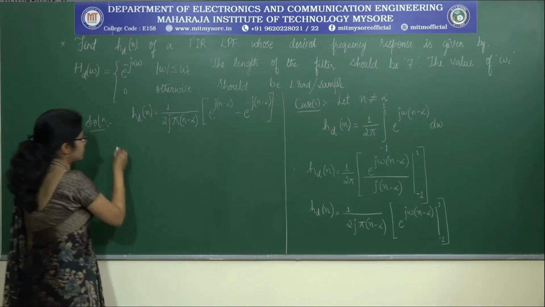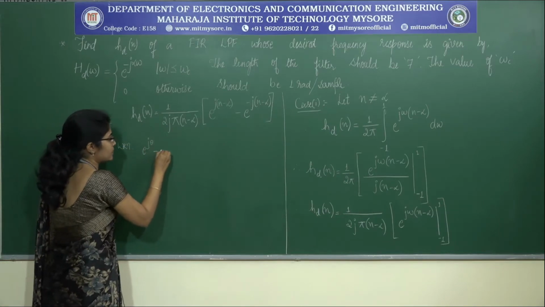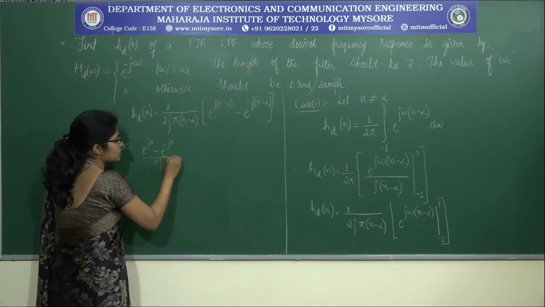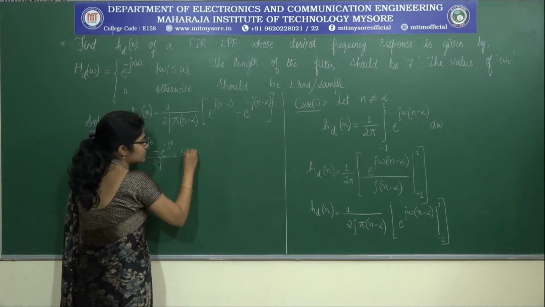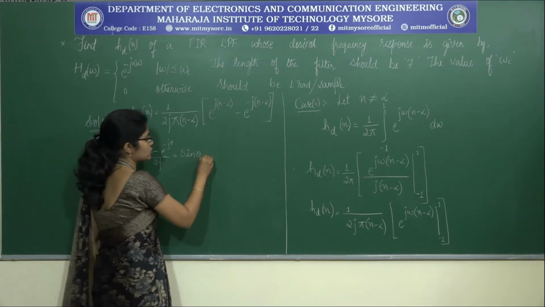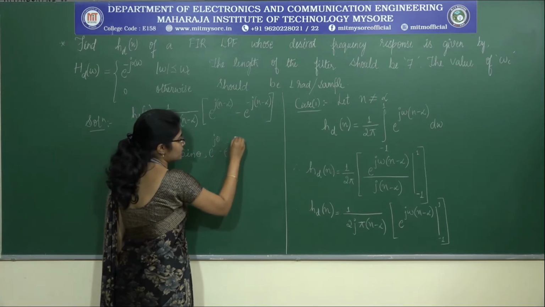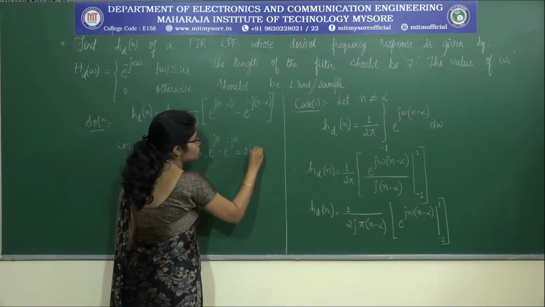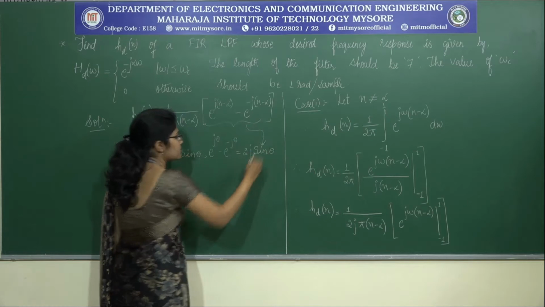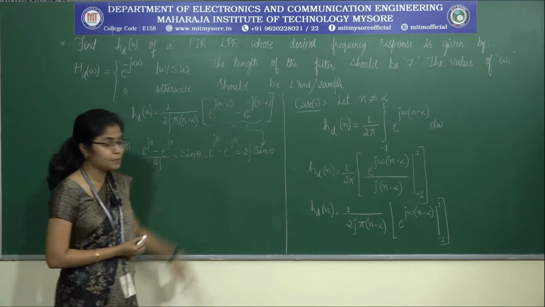Okay. So, we all know that e power j theta minus e power minus j theta divided by 2j is equal to sin theta. Yes or no? So, we have only the exponential term. If I keep only the exponential term, what is left out? e power j theta minus e power minus j theta will be equal to 2j into sin theta. So, instead of this, can I write it in this form? Yes. And what is theta? It is nothing but n minus alpha.